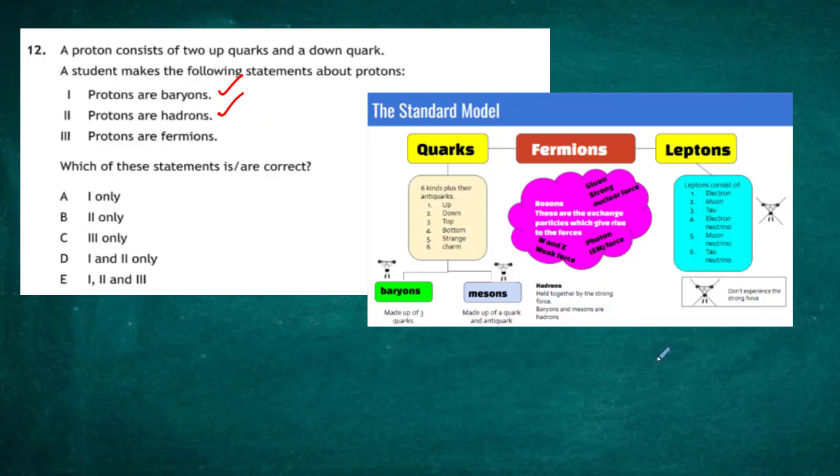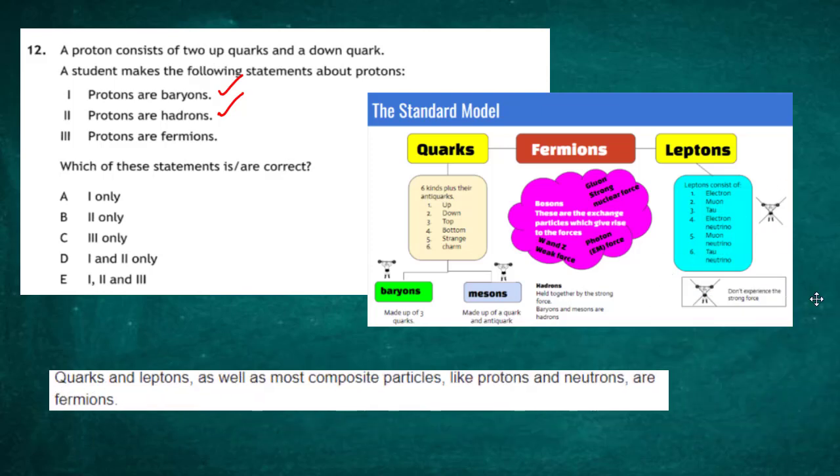And also protons must be fermions, because fermions are here, and the quarks are a member of the fermion family. And of course, if you build up the proton with quarks, you are making a proton which must also be a member of the fermions. In fact, the definition for fermions is usually this one here. Quarks and leptons, as well as most composite particles like protons and neutrons, are fermions. So we have our third one ticked like that.